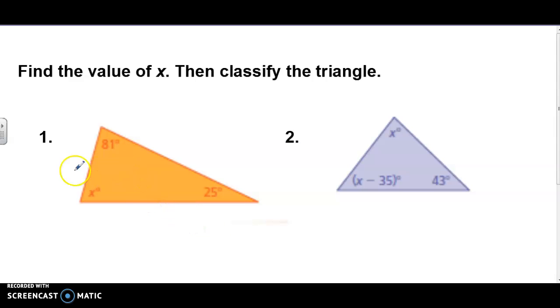Okay, so for this one, we'd add the three angles up, 81 and 25 make 106 plus x equals 180. And if you subtract 106 from both sides, you get x equals 74. So what kind of triangle is it? Well, 81, 74, and 25. All of them are less than 90, so it is an acute triangle.